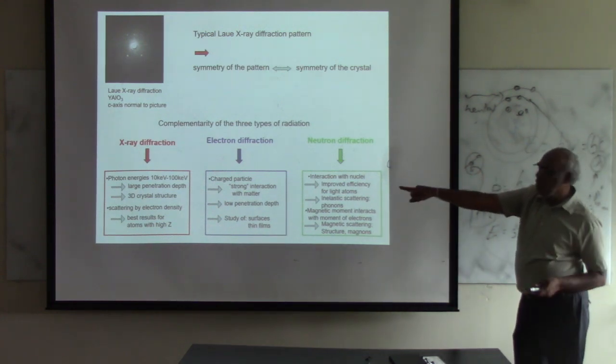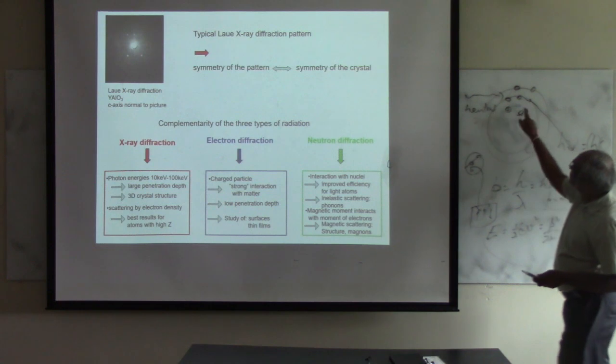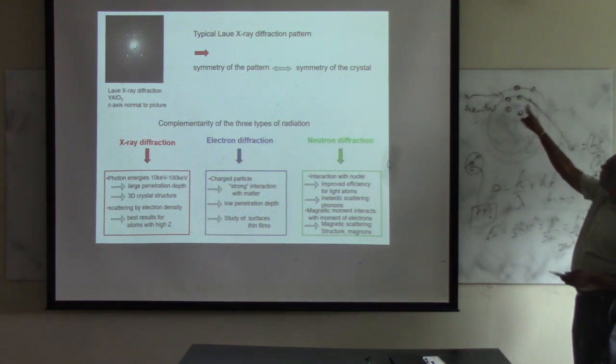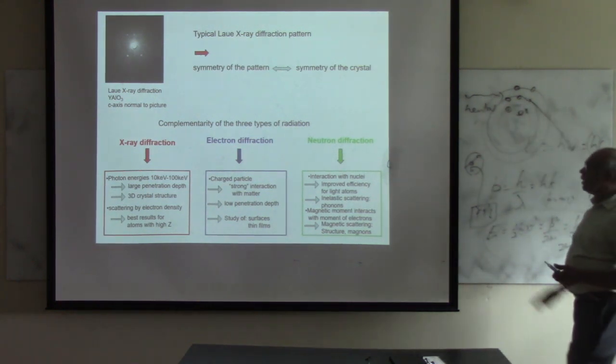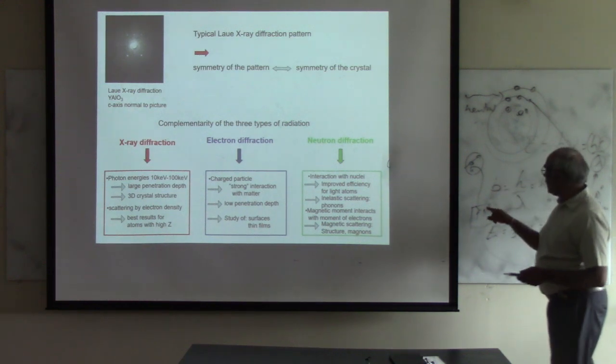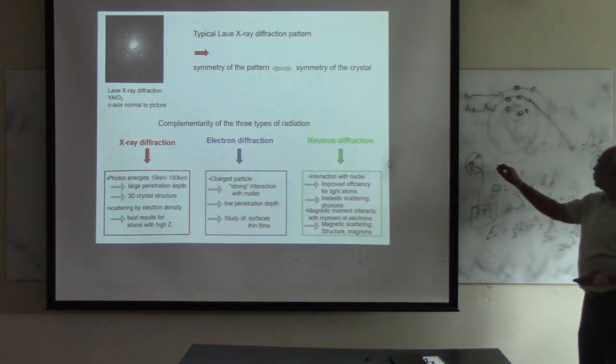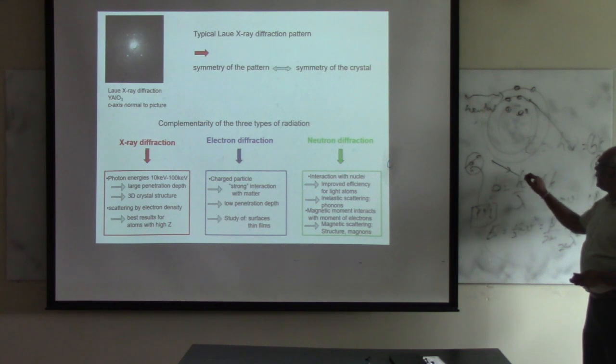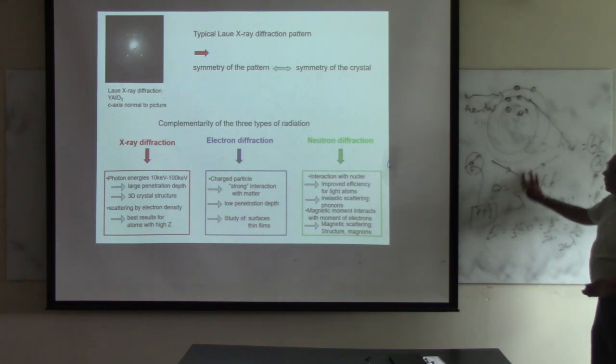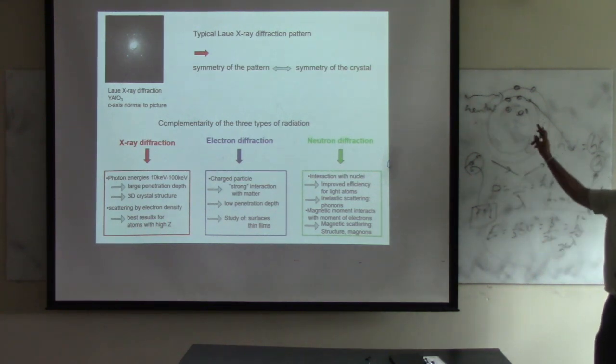X-rays work better for high Z material, right? Because they are going to get scattered from this one. Another important thing is the neutrons. So you can see mostly inelastic scattering. Typically in this class, mostly we are going to talk about elastic scattering.